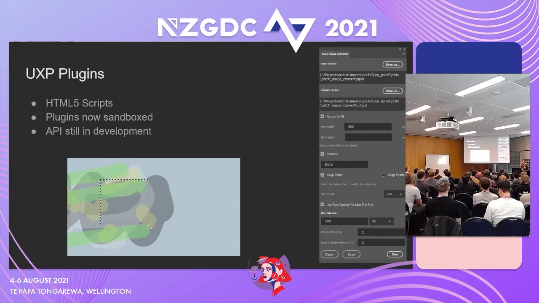So Adobe recently introduced a thing called UXP plugins, and they've deprecated CEP plugins now, which is great. So UXP plugins, it's HTML5 scripts with modern JavaScript. Plugins are now sandboxed, and the API is still in development.